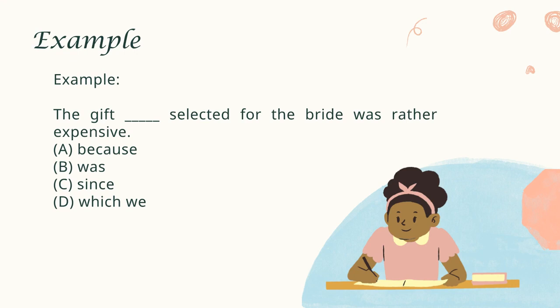Answer B changes selected into a passive verb. In this case, the sentence would have one subject and two verbs, so answer B is not correct. The best answer to this question is answer D. The correct sentence should say, the gift which we selected for the bride was rather expensive. In this sentence, gift is the subject of the verb was, we is the subject of the verb selected, and the connector which joins these two clauses.